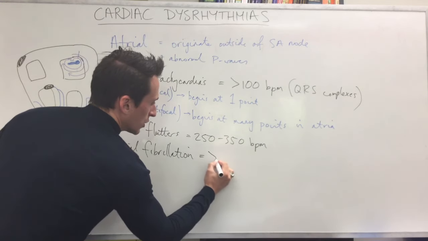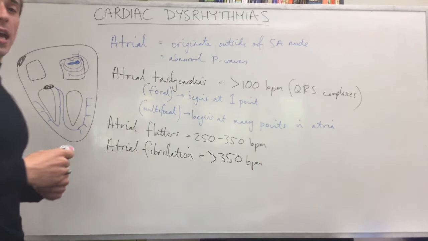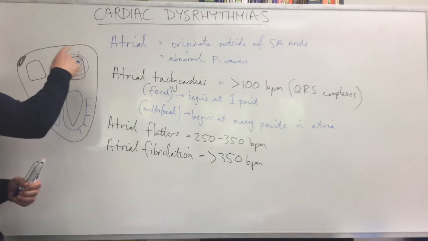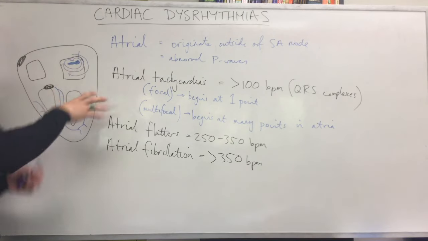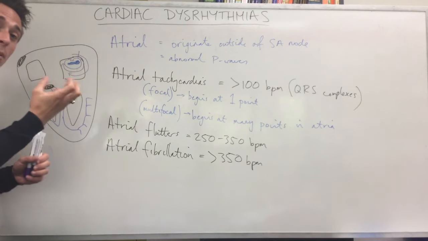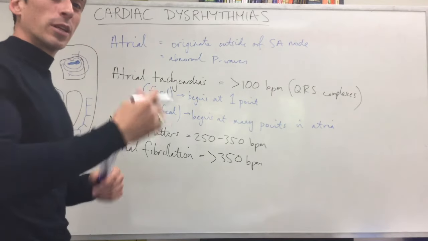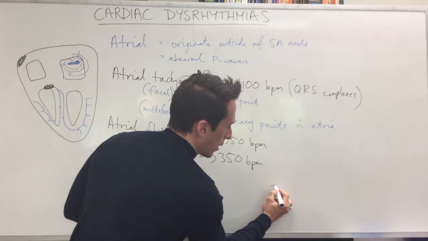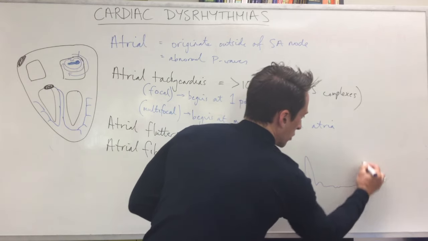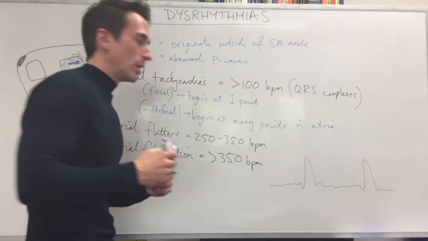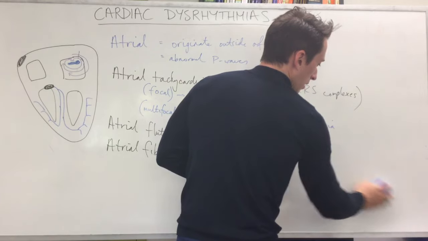And atrial fibrillation is greater than 350 beats per minute. Now again, it's due to these multifocal re-entry mechanisms. So it's re-entry happening at different parts of the heart. That's why it's contracting so much. And it looks like a bag of worms, really. And when you look at the ECG, you don't really see much in regards to where the P wave should be. You see this chaotic mess, and then a QRS complex, and then again a chaotic mess, and then a QRS complex. Okay? So that's what we see for atrial fibrillation.